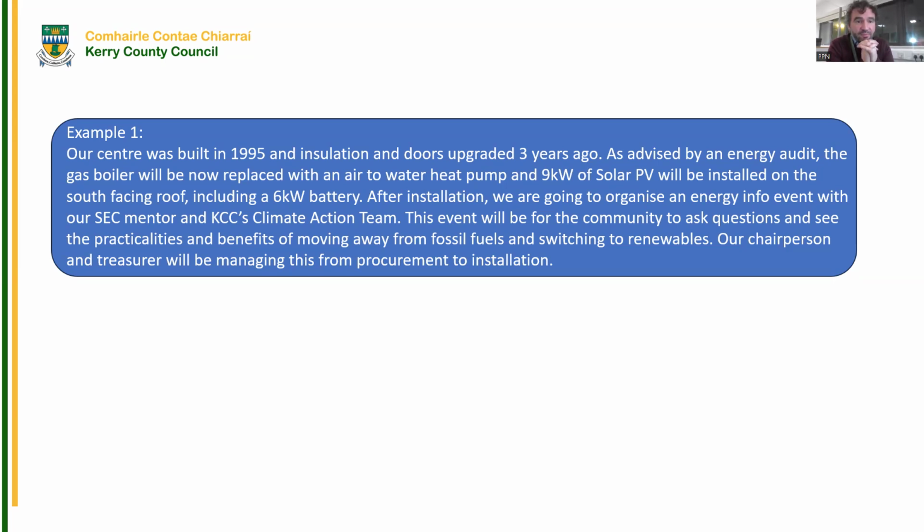So our centre was built in 1995, and the insulation and doors were upgraded 3 years ago. As advised by the energy audit, the gas boiler will now be replaced with an air to water heat pump and a 9 kilowatt solar PV, which will be installed on a south-facing roof. Included is a 6 kilowatt battery.